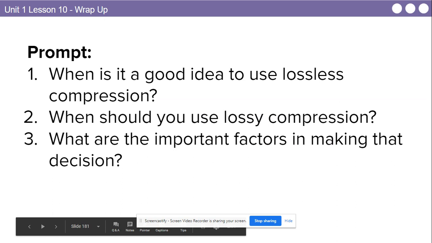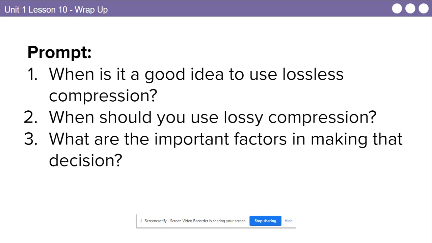So, here's our prompts. I'm going to let you read them, and we're going to start with number 1. So can we run and then click finish for slide 3? Yeah.